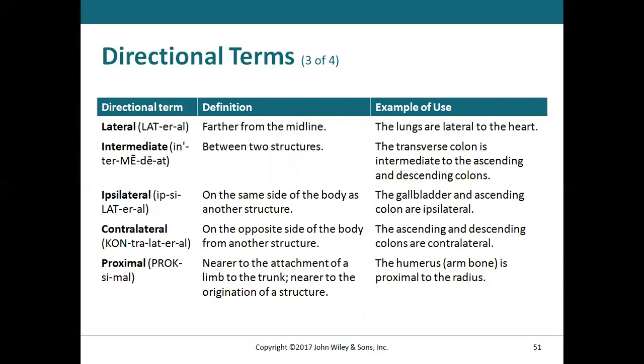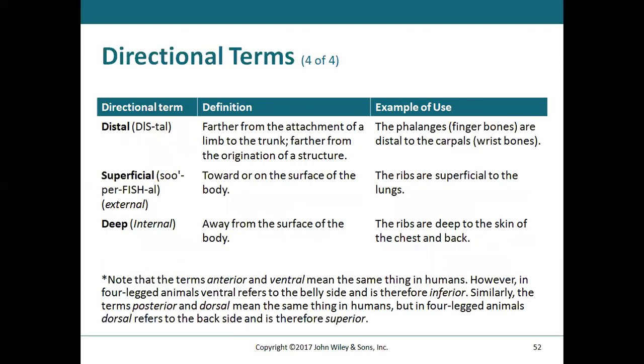So your two hands are contralateral to one another. Proximal is another directional term that we use, and it's near to the attachment of the limb to the trunk, or near to the origin of the structure. So again, proximal versus the term distal. Your fingertips are going to be distal, versus proximal, which maybe your shoulder would be, closer to the midline of your body.